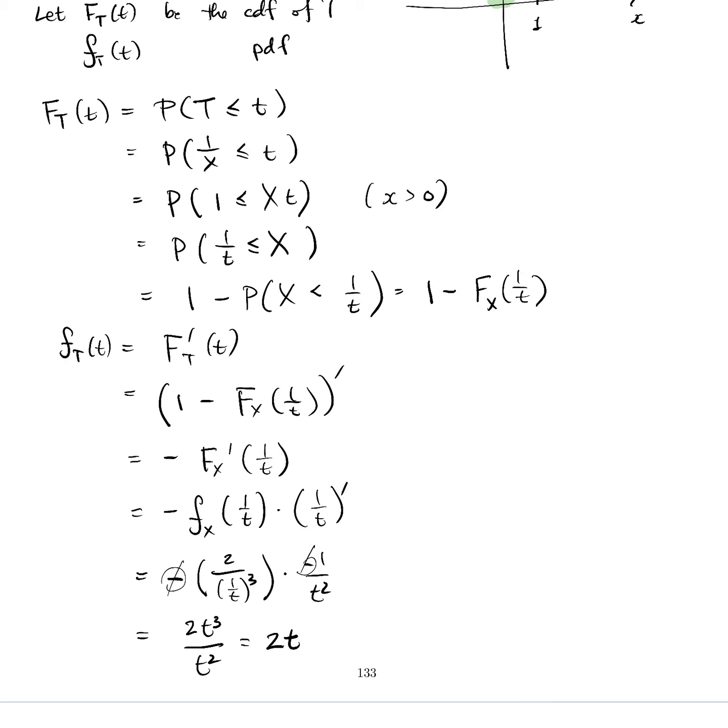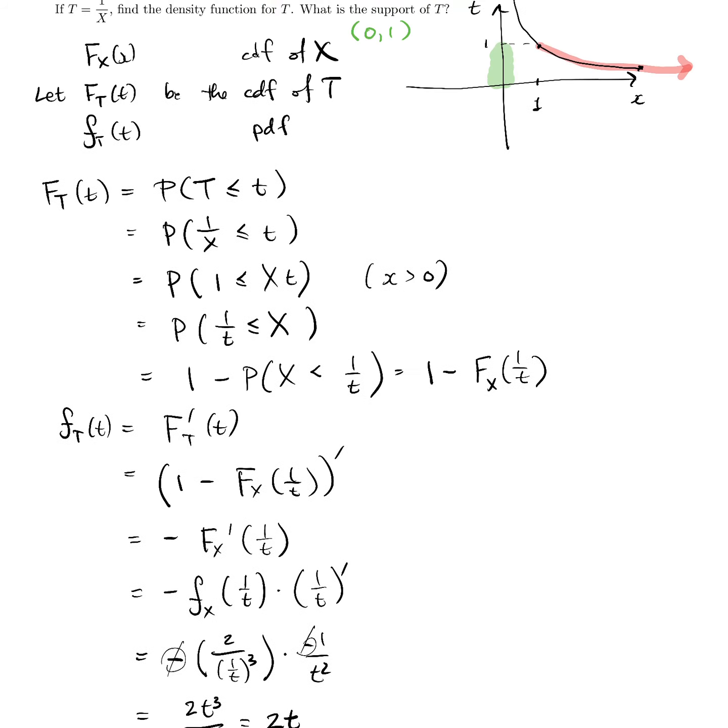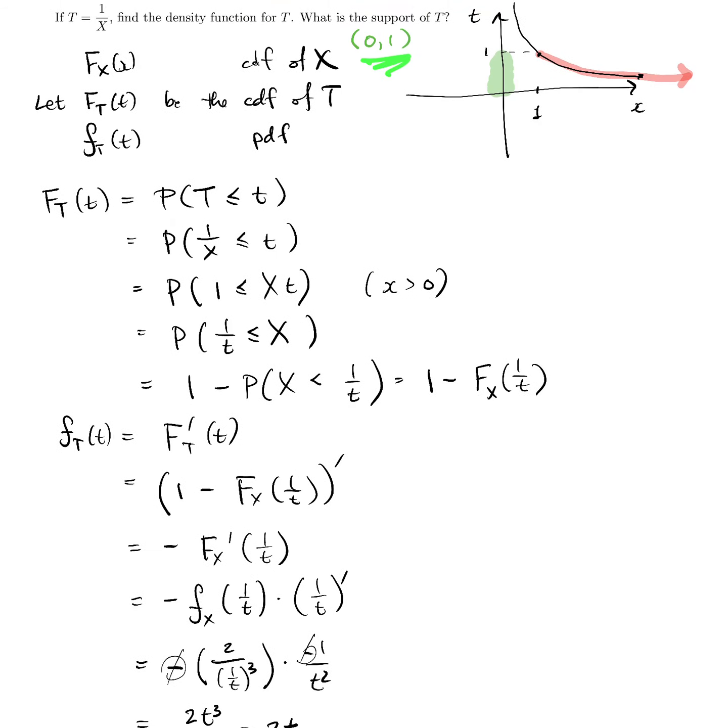Now this is not a complete answer, right? That has to be given in terms of the values of t where it is applicable, in other words, the support of t. Well, conveniently we figured out the support already, and so we can give the complete answer: the density function f sub t of t is 2t for values of t between 0 and 1, open interval, and 0 otherwise.